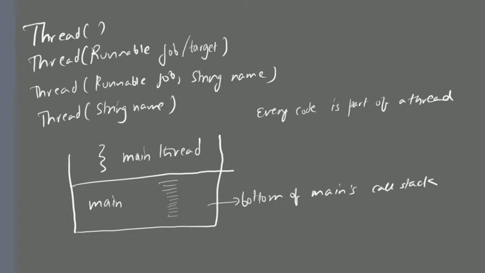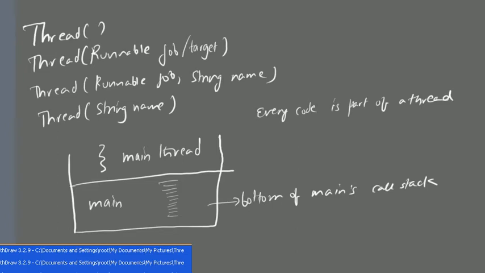So when you launch your application, a main thread is created, and the main method that you write is pushed onto the call stack of the main thread. So you would find your main method at the bottom of the main thread's call stack. Let's take a look at a tentative definition of the Thread class.